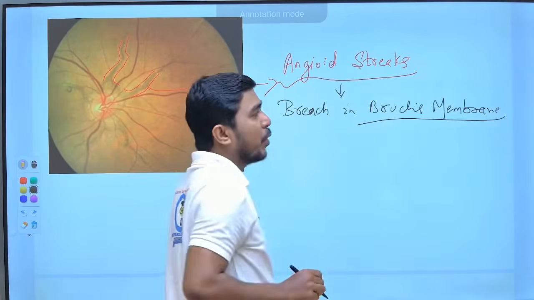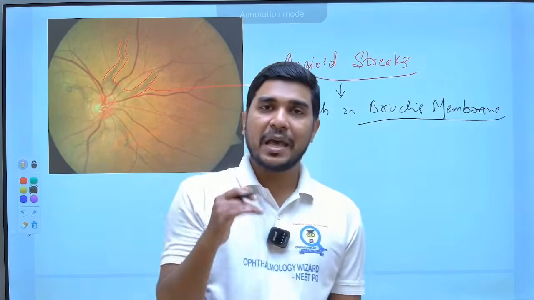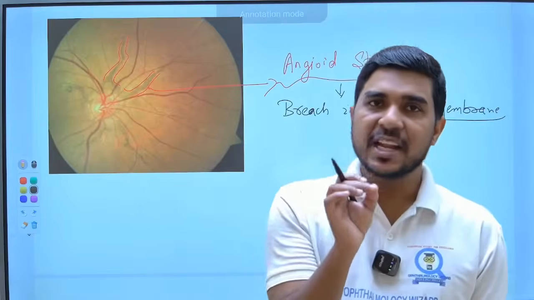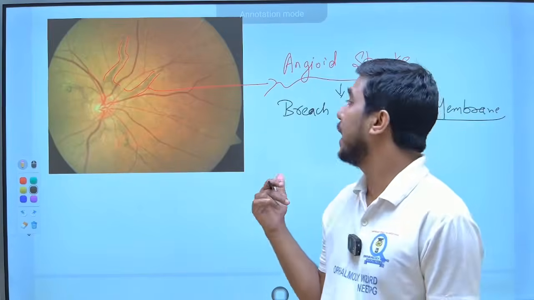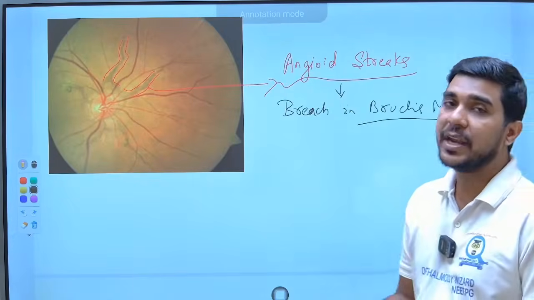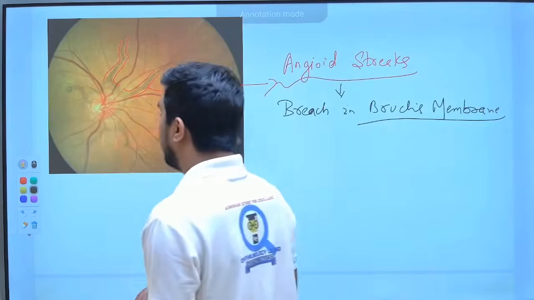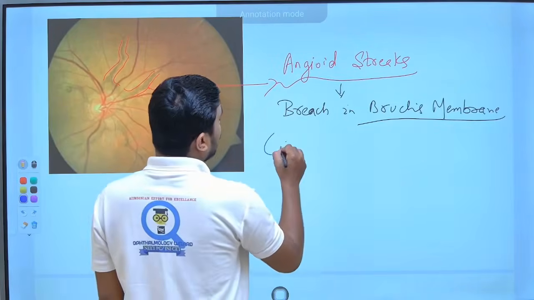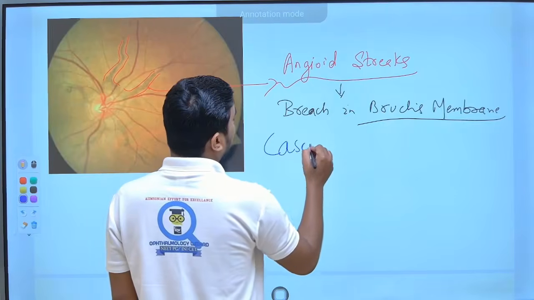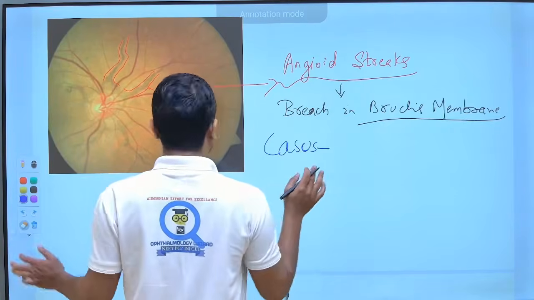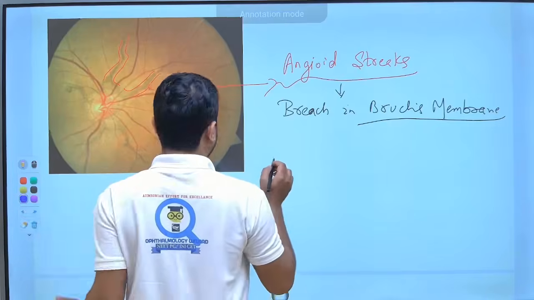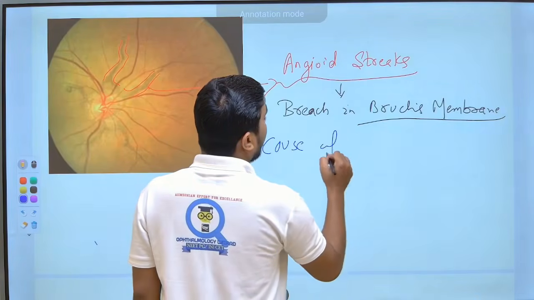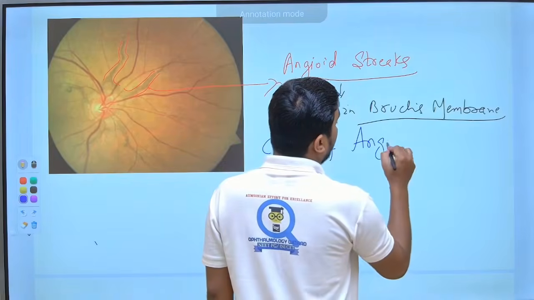Now you will ask, what is Bruch's membrane? It is the membrane between the retina and the choroid. There is a membrane between the retina and choroid that is called Bruch's membrane. And when there is a breach in Bruch's membrane, these angioid streaks are formed. What is the cause of angioid streaks?